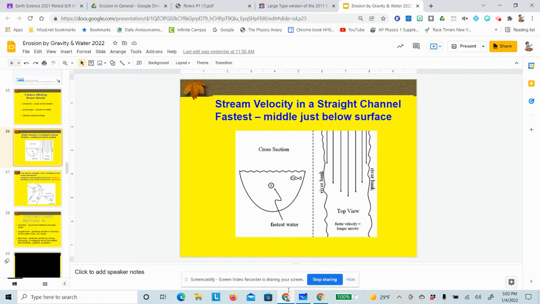Okay, this is a slide somewhere in the mid-30s. Stream velocity in a straight channel, fastest in the middle, just below where the water is going fastest. It'll be deepest there. All right, so that's question number one.